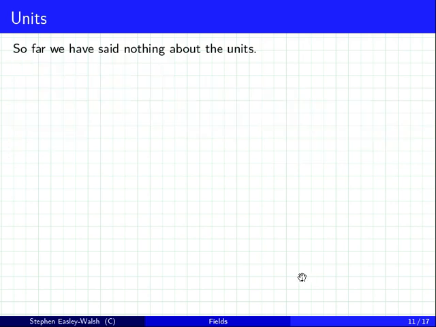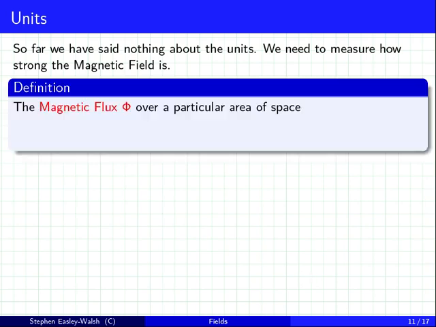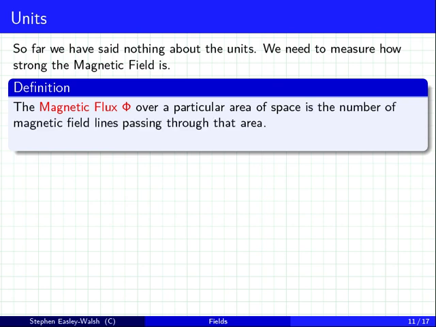We've actually not talked about the units. We've been talking about magnetic fields, and we've not said anything about the units we use. We need to measure how strong the magnetic field is. And we call that the magnetic flux, phi, over a particular area of space.